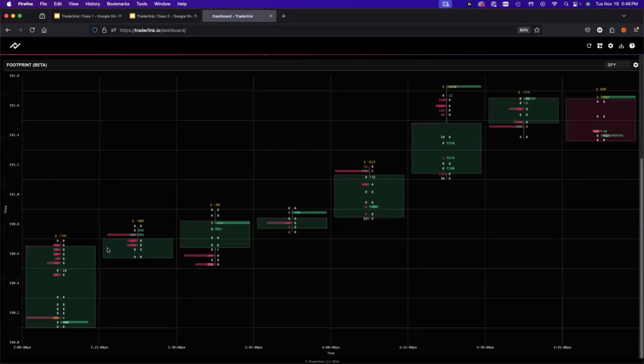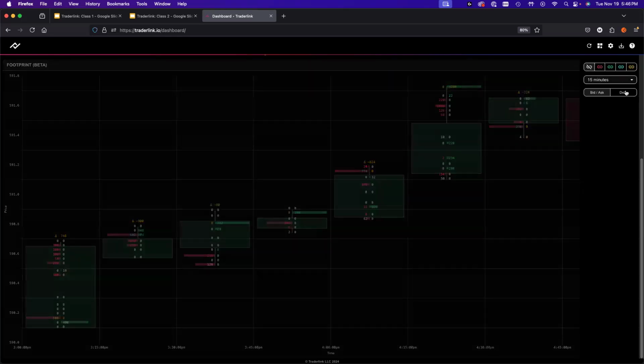Let's see if we can find one here. No. What we want to look for, and I'm going to get more examples going into tomorrow when we actually start to record to show strategy here, is we want to see either lopsided. So we want to see a ton of red or a ton of green. And I find that it's easier.